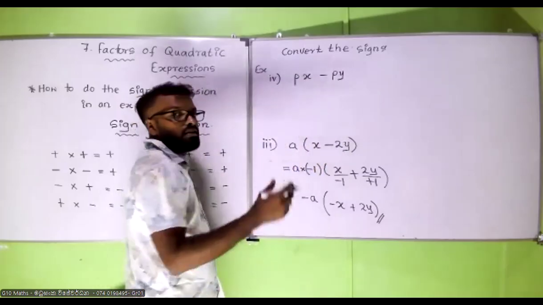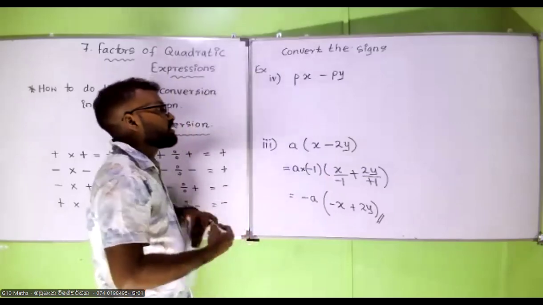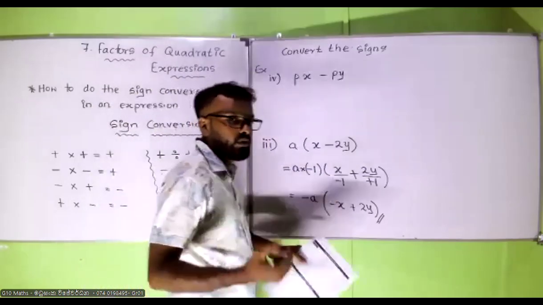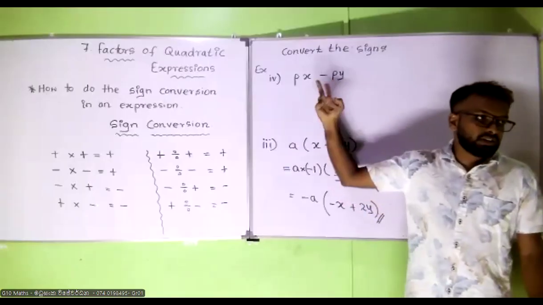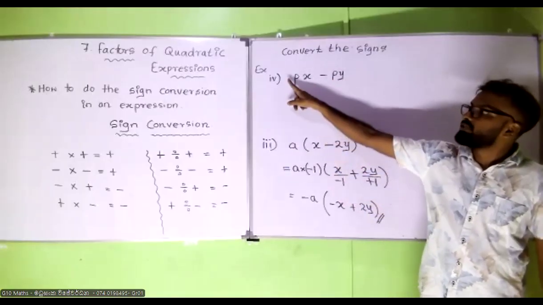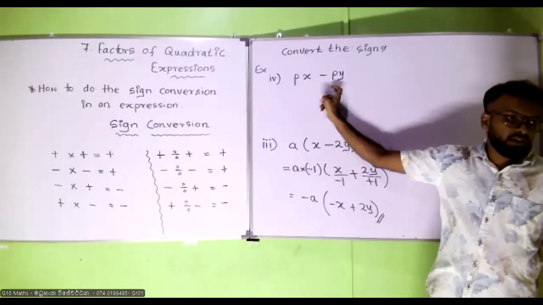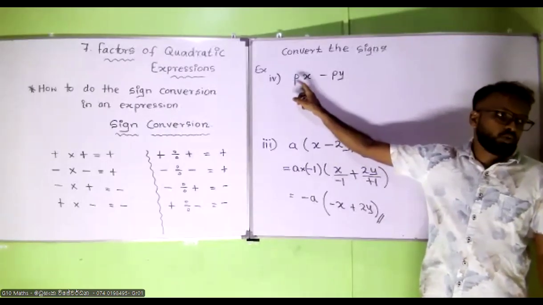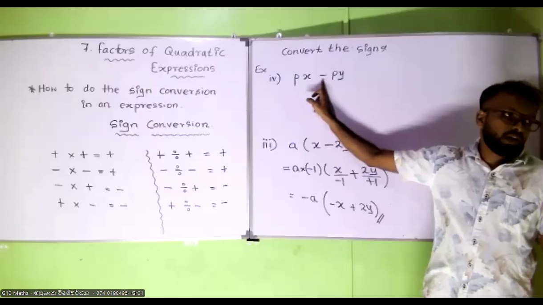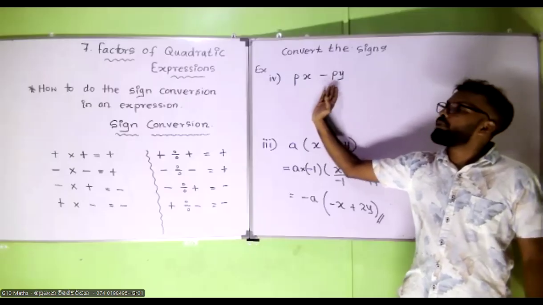Convert the signs by taking the common term out. Convert the signs of these two terms. This is positive px, this is negative py. Convert positive px into negative, negative py into positive. And also take the common term out.